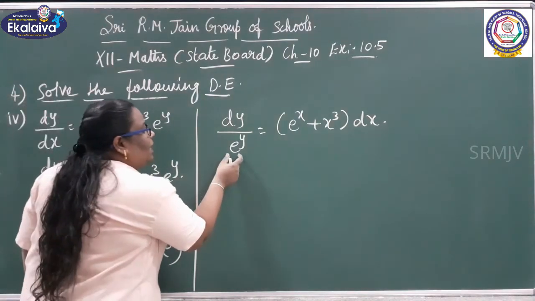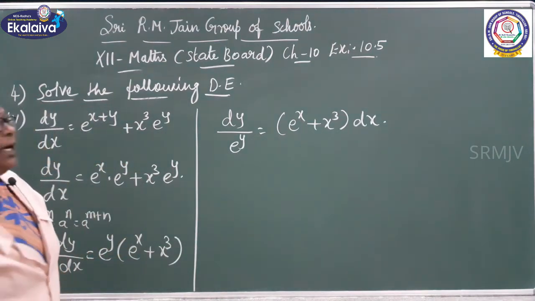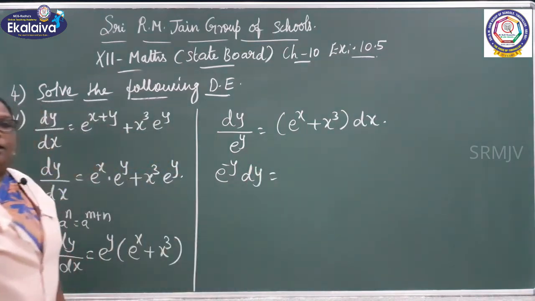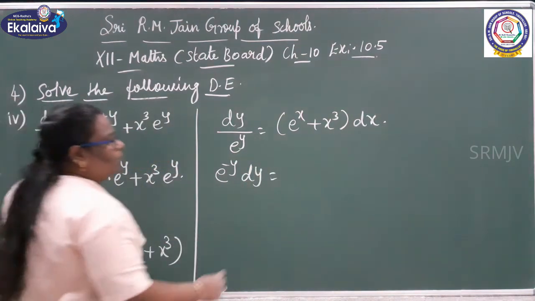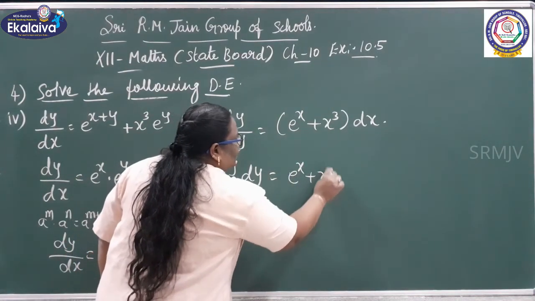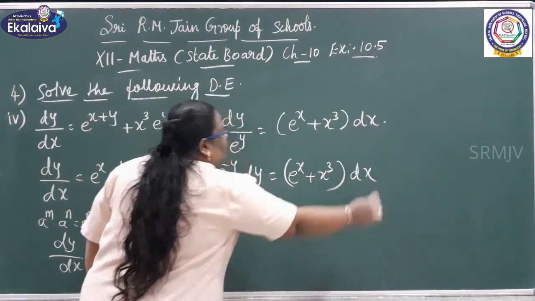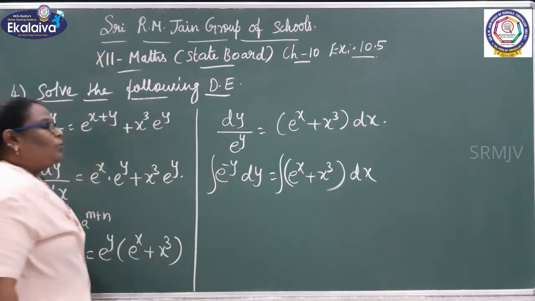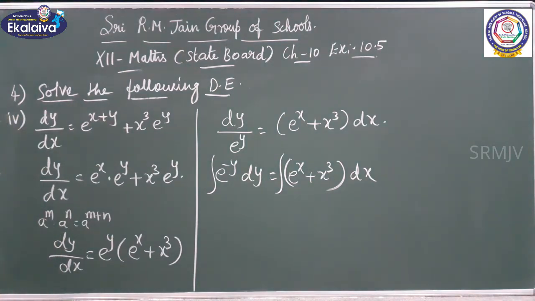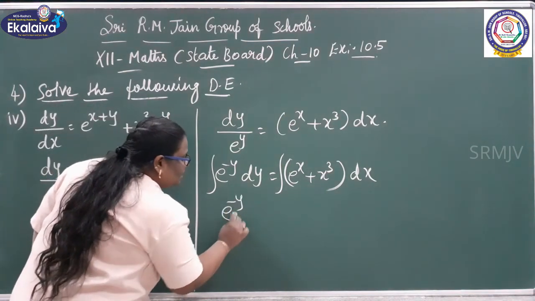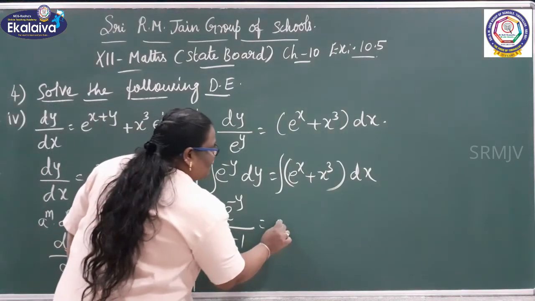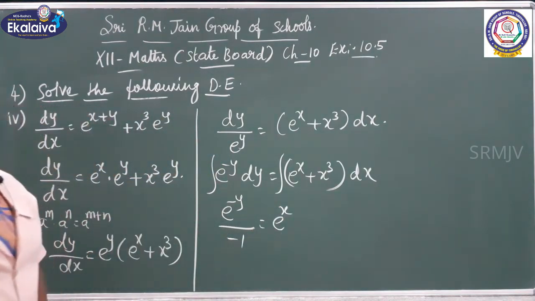E power y is in the denominator, you can bring it into the numerator, so the power becomes negative. E power minus y into dy equal to e power x plus x cube into dx. Now integrating both the sides. E power minus y, e power x integration is e power x. Here the y coefficient is minus 1, you can write it in the denominator, minus 1, equal to e power x.